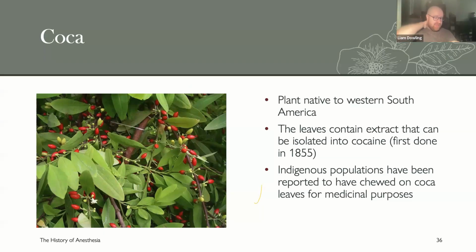More specifically, we get into the discovery of local anesthetics, which become relevant for the practice of obstetrical anesthesia as we know today, and the coca plant. This is a plant that's native to Western South America. Its leaves contain extract that can be isolated into cocaine, which was first isolated in 1855. But indigenous populations knew about the properties of the coca plant for centuries, if not millennia before that, and would often chew on coca leaves for a variety of medicinal purposes.